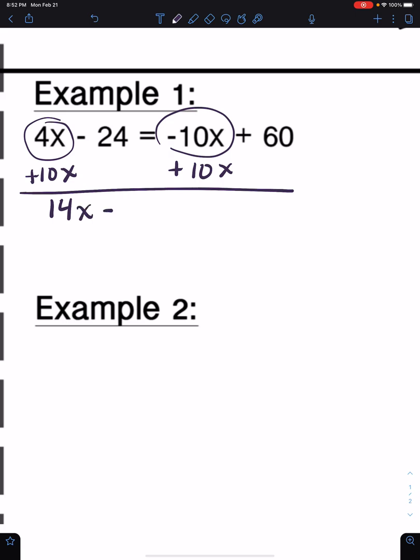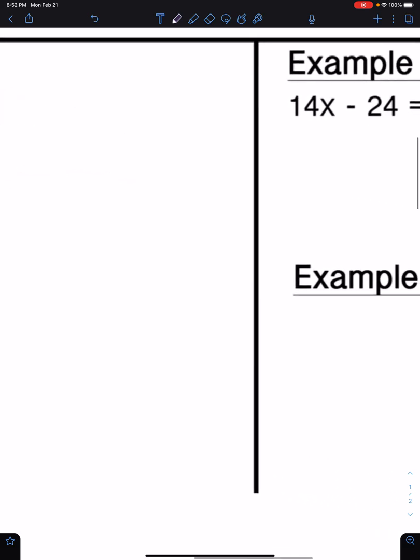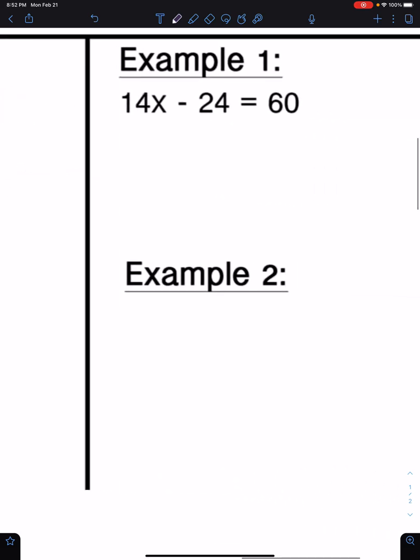Everything else that I didn't do during that step is just going to get recopied. Now it's a two-step equation. That's what we've been learning and something we should be able to do nice and quick now.